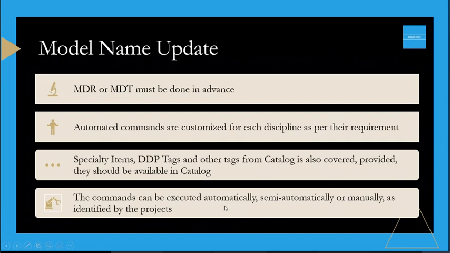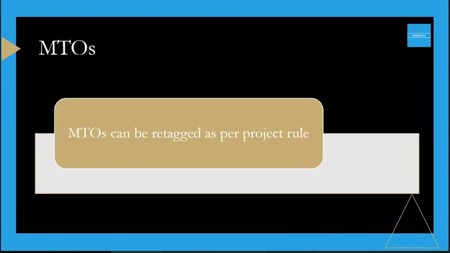We can create a filter and execute it as a name rule service, or semi-automatically. Or we can also execute it manually, where users can select their own scope under the filter and then execute it. Those commands will be pretty configurable, or based on the request from the client, that can be provided.